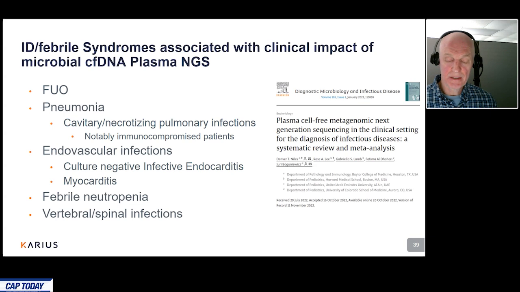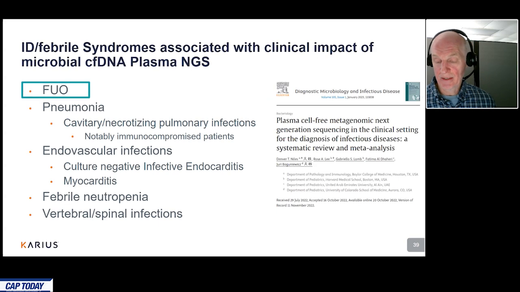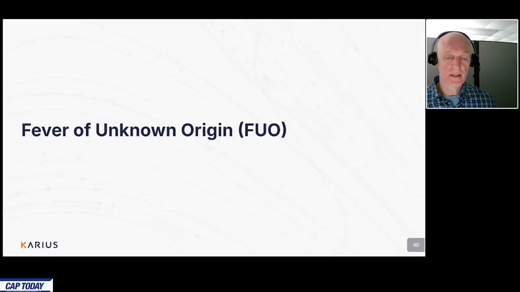Culture negative endocarditis is a syndrome also commonly found to benefit from more sensitive detections with this technology. In our center, where we struggle sometimes to get biopsies of vertebral bodies or disc spaces, we have found some benefit as well in discitis and vertebral osteomyelitis. But I'd say the literature seems to coalesce around fever of unknown origin as being the syndrome where this test is highly impactful.